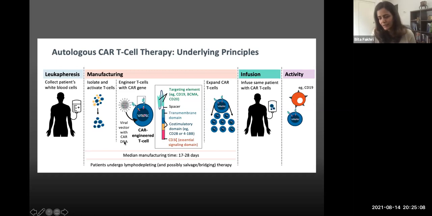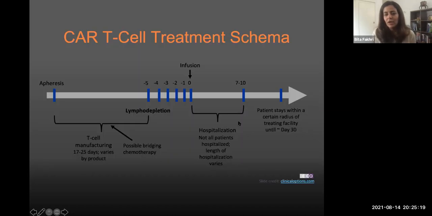So the best case scenario is 1 month. And when the CAR T cells are sent from the company to the academic institution, you infuse, they get admitted, and I will tell you what's gonna happen.